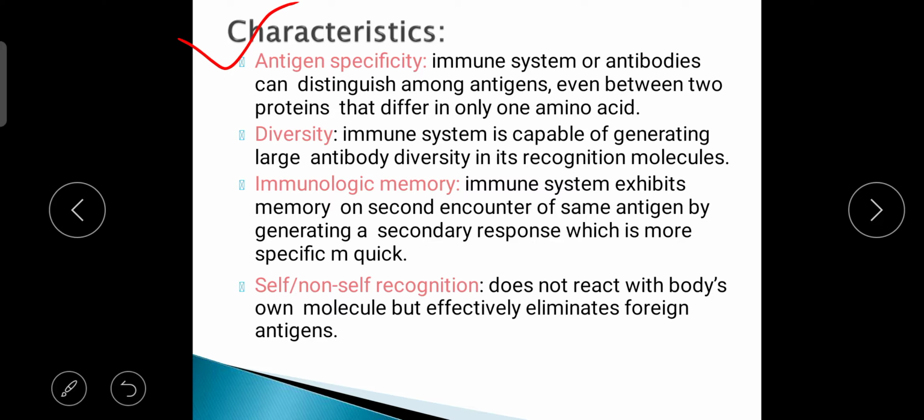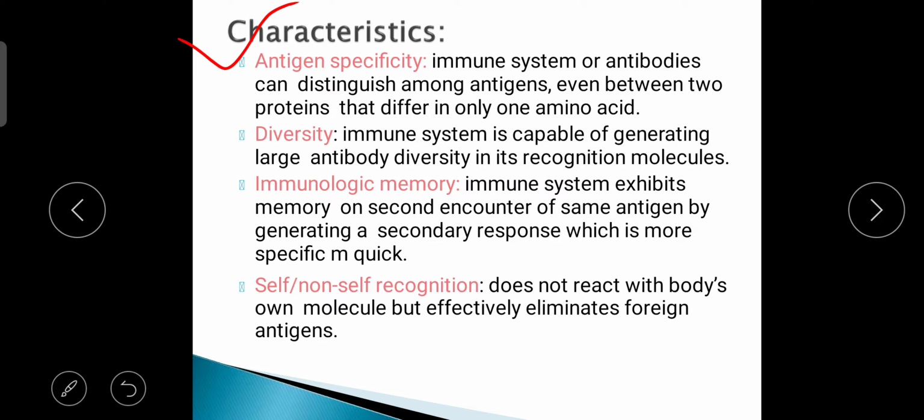This means if a disease condition has already occurred in the body the first time, that is, some pathogen already attacked, when it attacks a second time, the body will show a quick response. That's why it is said to have immunologic memory. They will remember the pathogens. Next one is self and non-self recognition. It does not react with the body's own molecules but effectively eliminates the foreign antigen. This means they know which is the body's own and which is coming from outside. So they will attack only foreign bodies, not those inside the body.